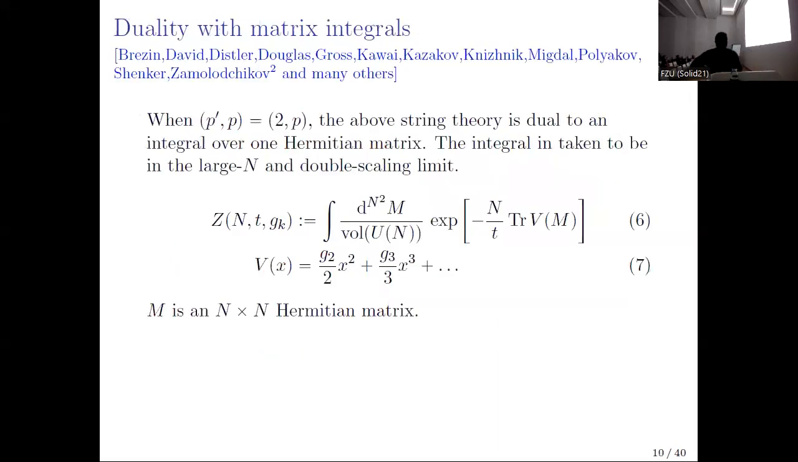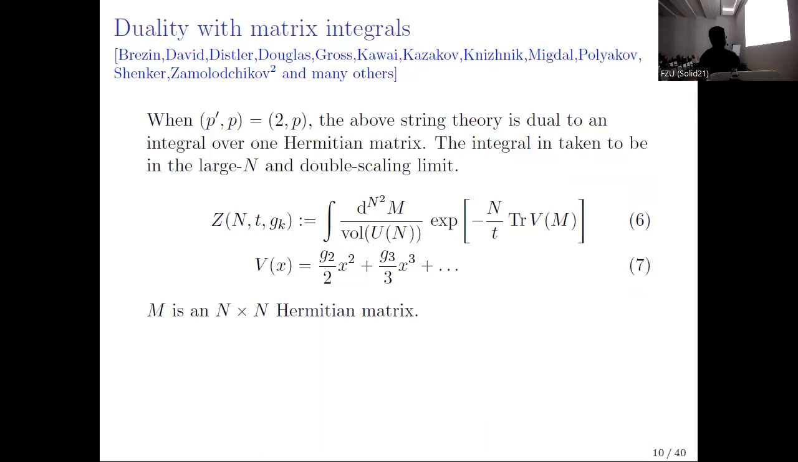In the 80s and early 90s, it was understood by all of these authors and a lot of others that, let's first set P prime to 2. So when it's (2,P), the above string theory is dual to an integral over one Hermitian matrix. Here I've denoted this matrix by M. It's an N by N matrix. So we have to just compute this integral. It depends on N. N is the size of the matrix.